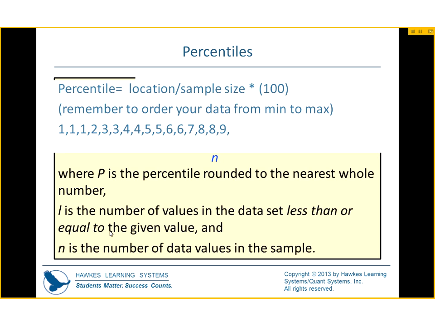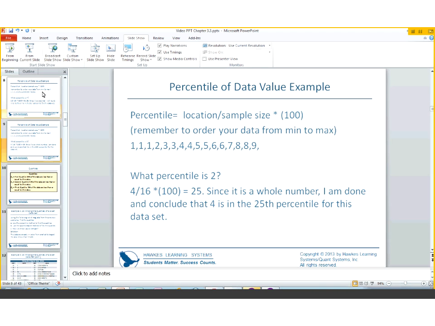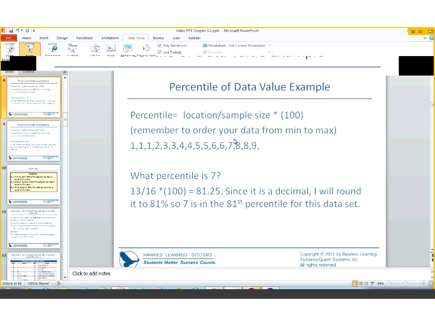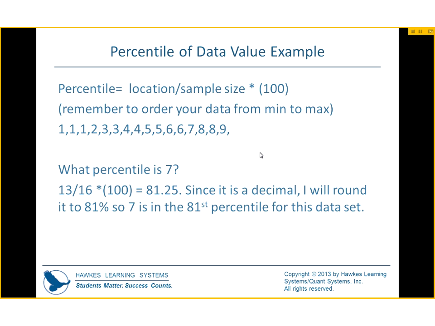All right, so let's look. Oh, I skipped one. I'm sorry, let me go back. I don't want to miss this because I did 2 examples for you. All right, here we go. So, percentile of a data value example. Percentile equals location divided by sample size times 100. I just wrote it in English to make it easier. Remember, you will have the formulas on the midterm, so it'll help.